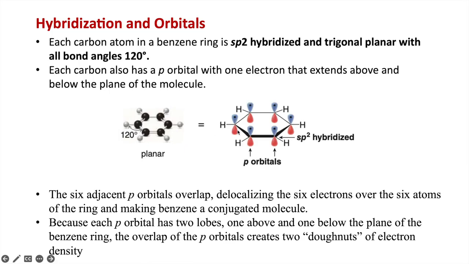The carbon has a p orbital with 1 electron that extends above and below the plane of the molecule.